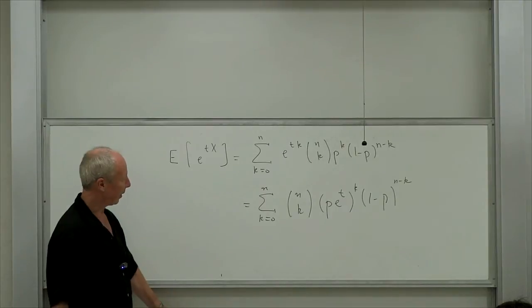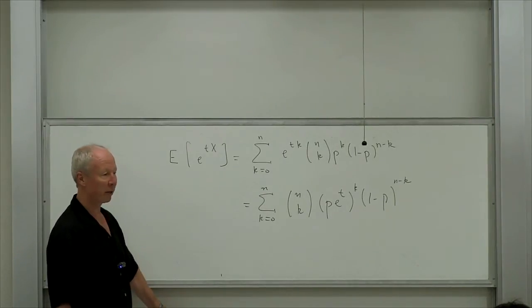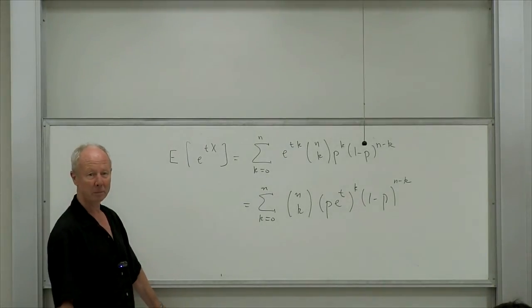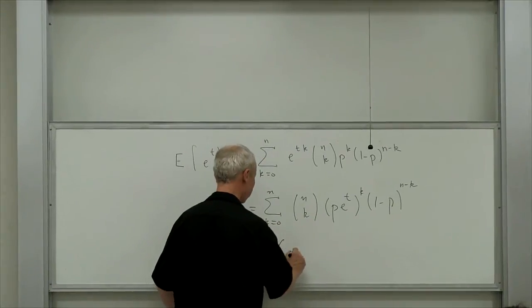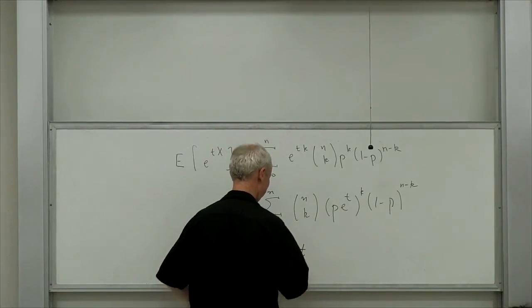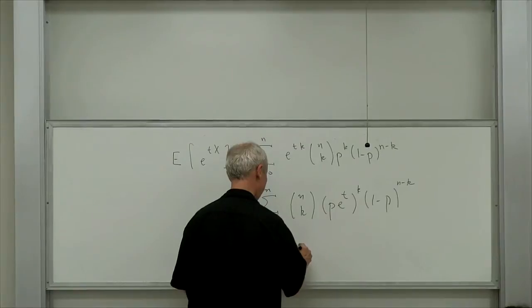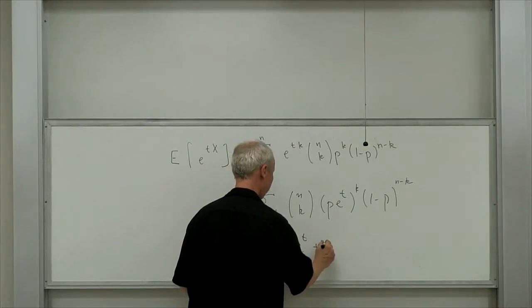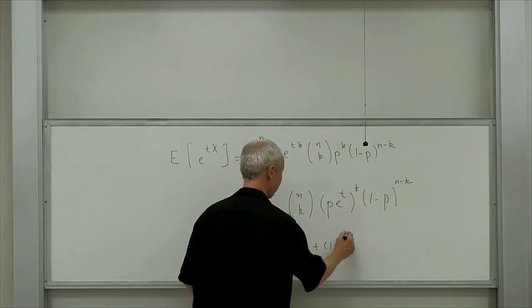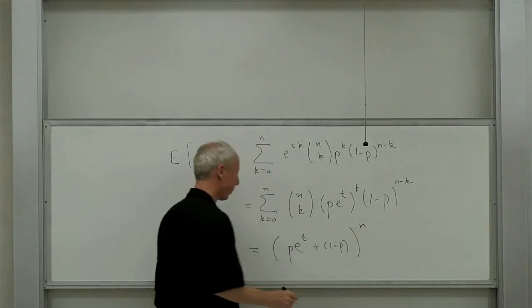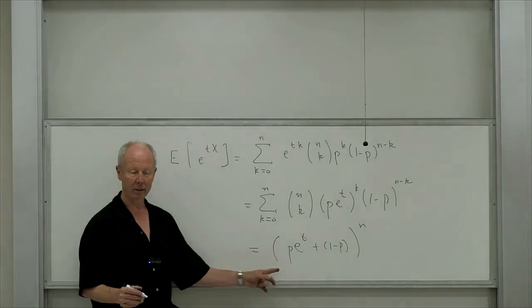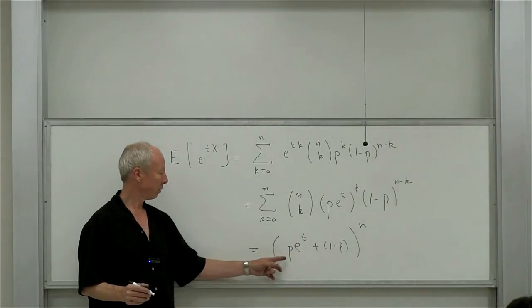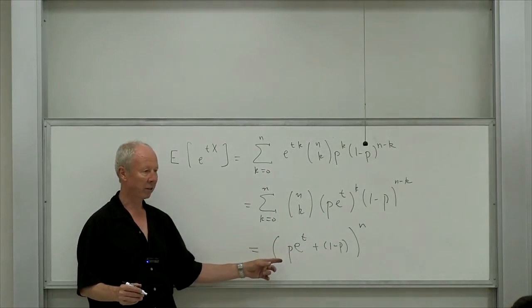That's correct. And does this admit of any simplification? p e to the t plus 1 minus p, raised to the x. Right. Binomial theorem says that this is p e to the t plus 1 minus p raised to the n power. And what's this thing inside, before I raise it to the n? What's that?